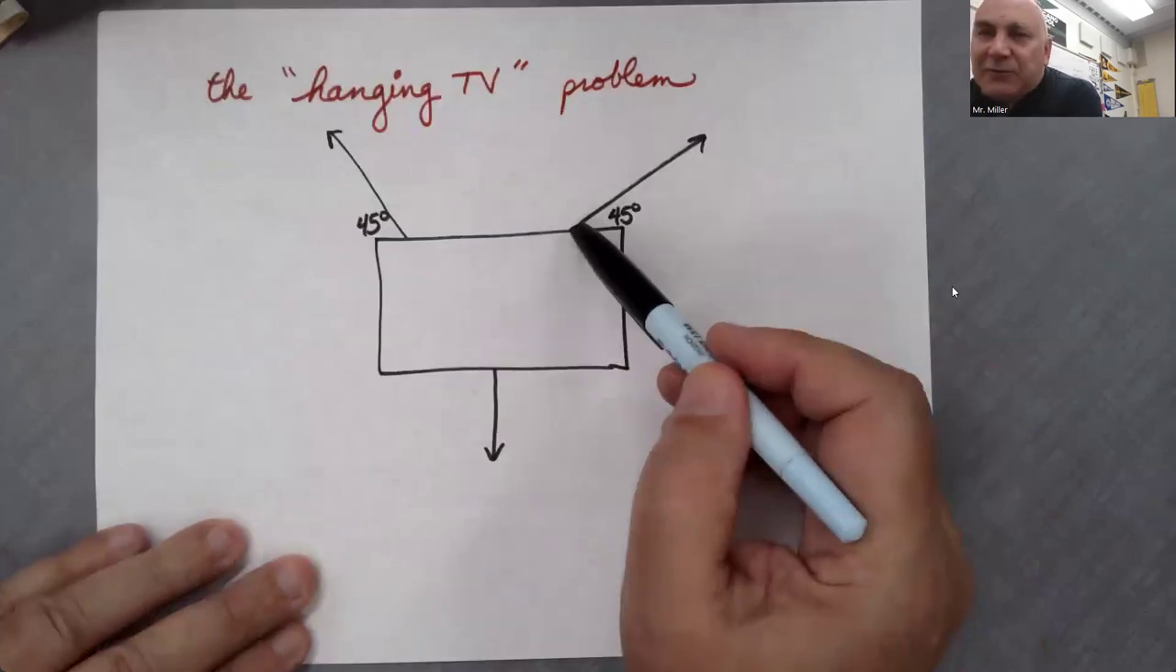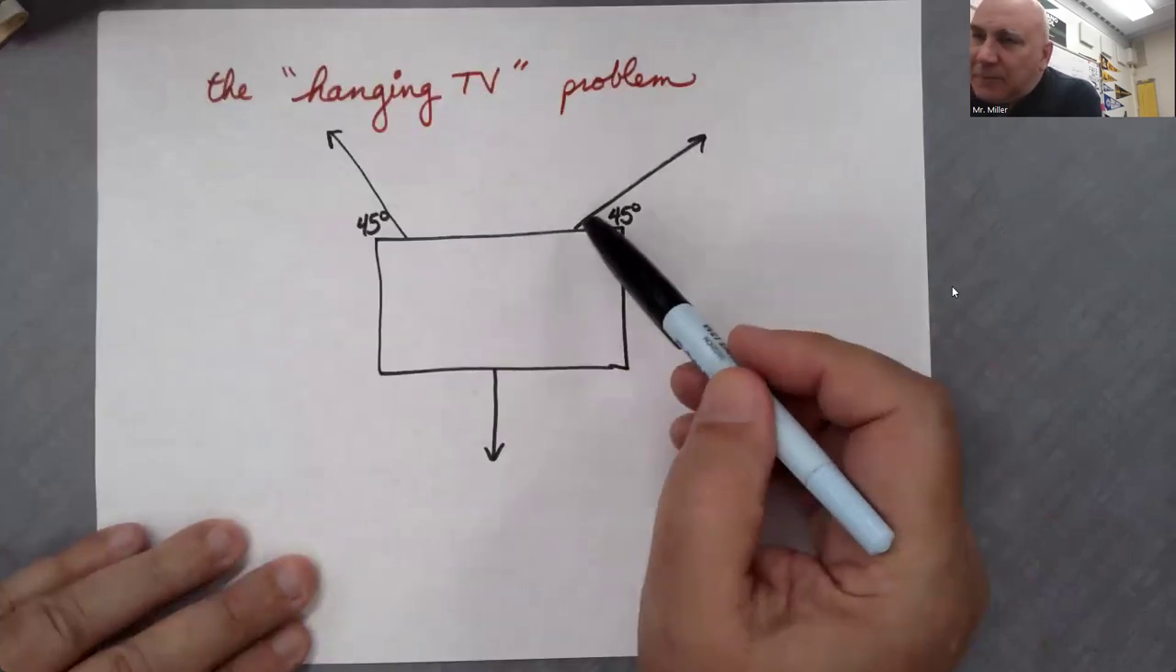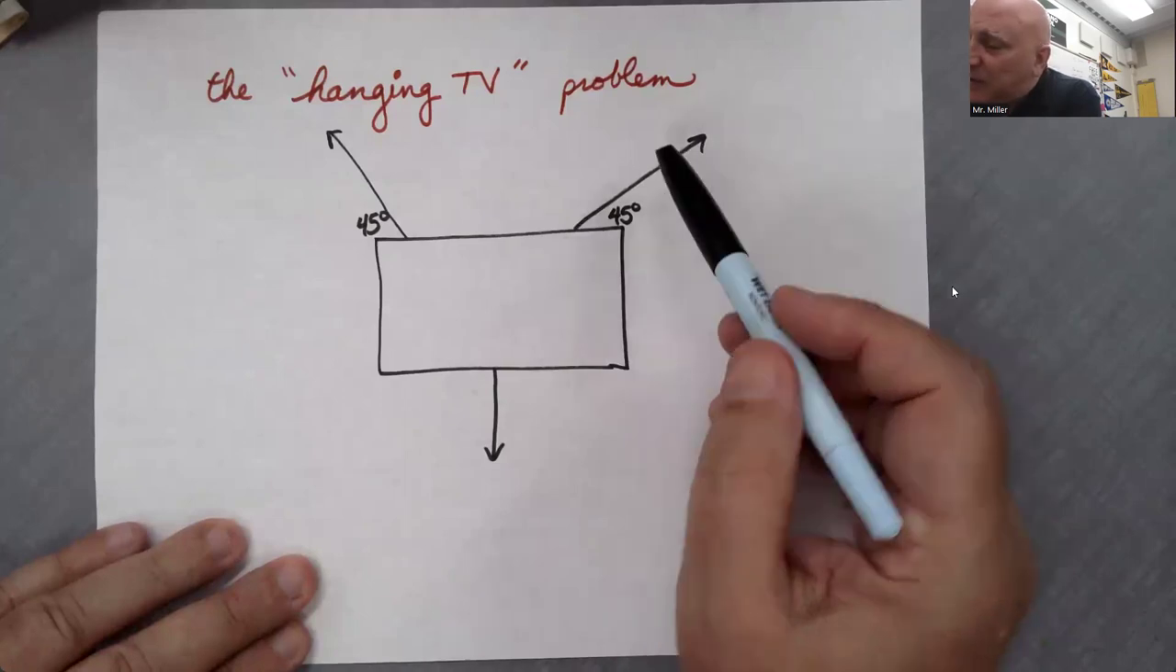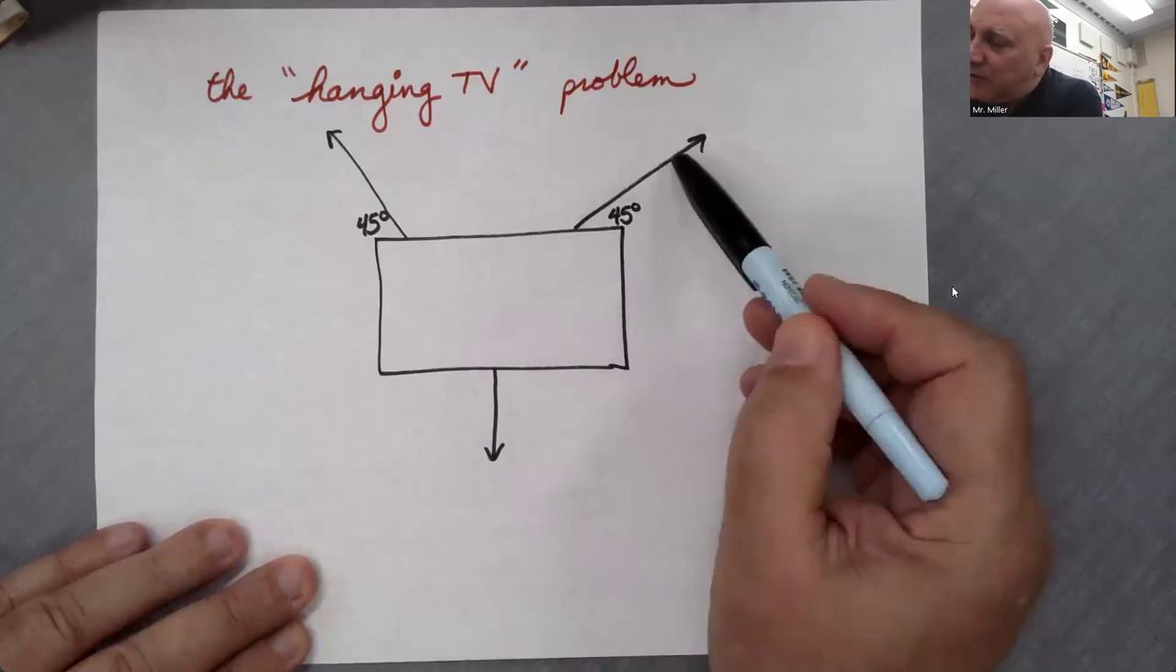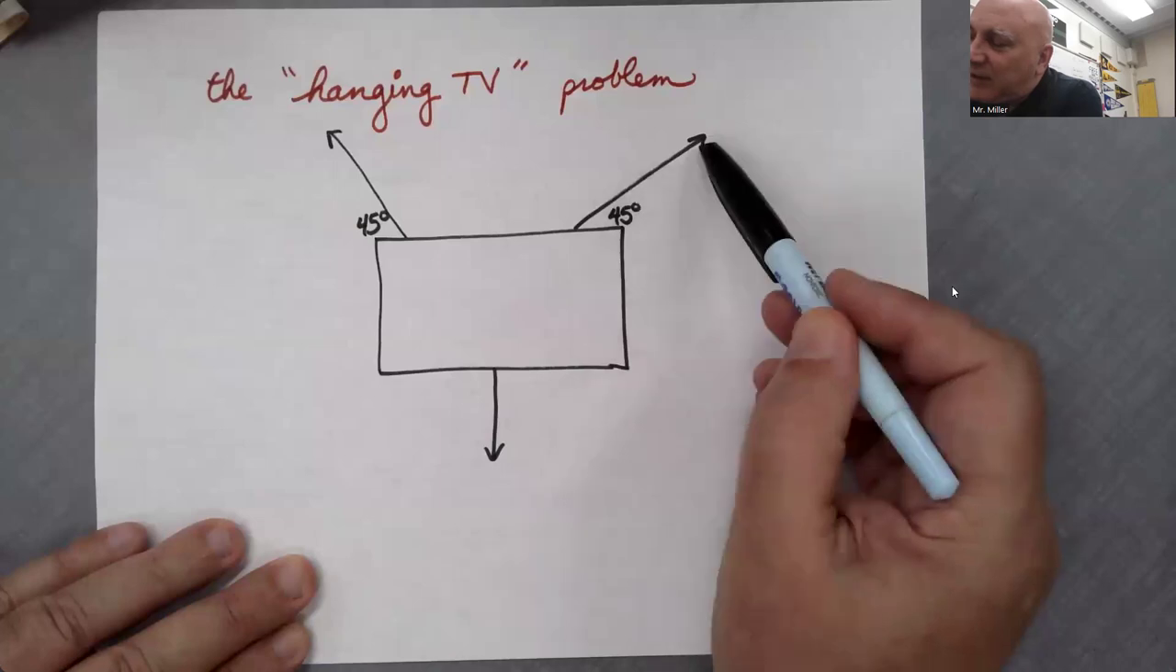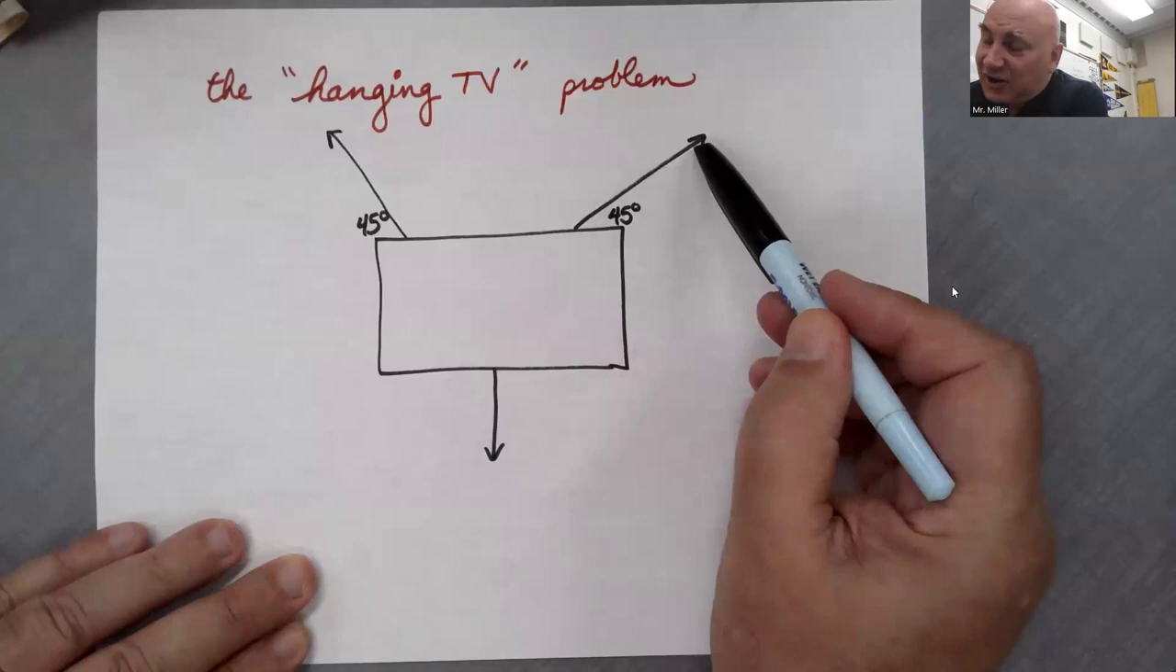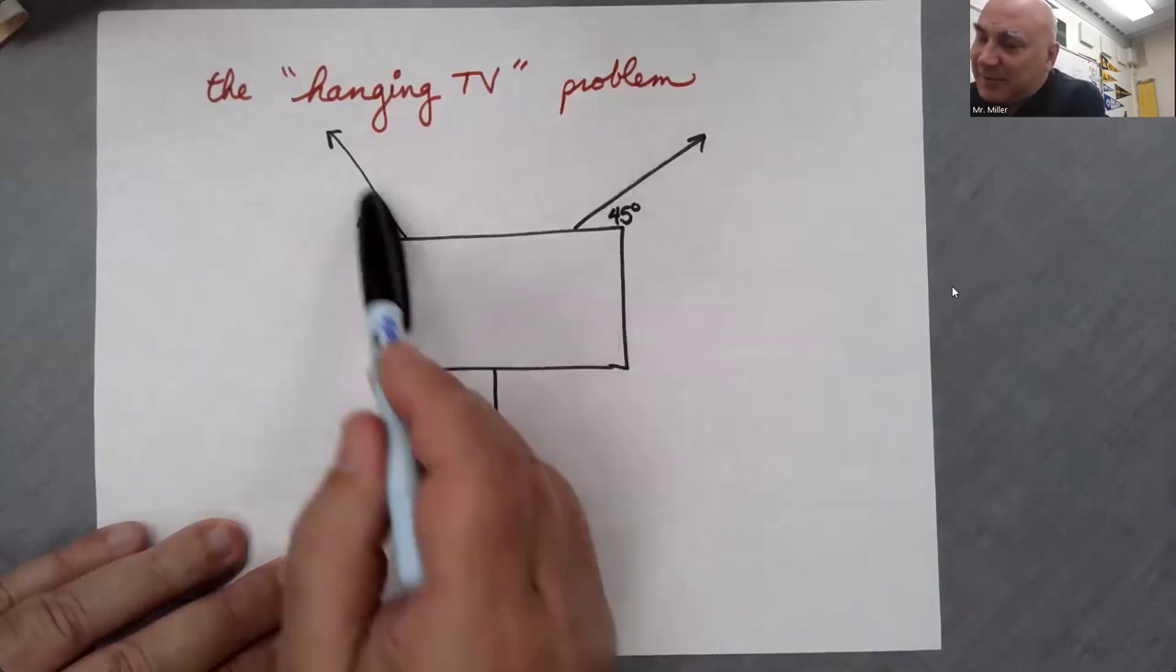So whatever 50 root 2 is, almost 75. That means whatever substance you're using to hang the TV needs to be able to withstand 75 pounds of tension. Otherwise, it'll snap.